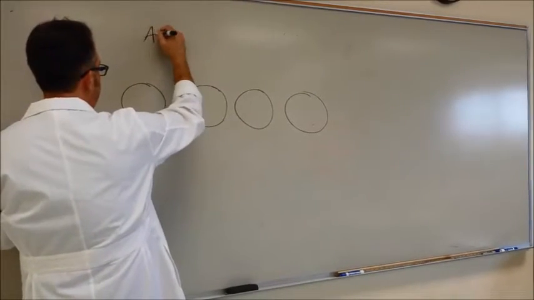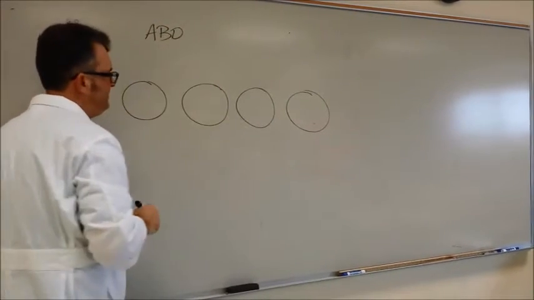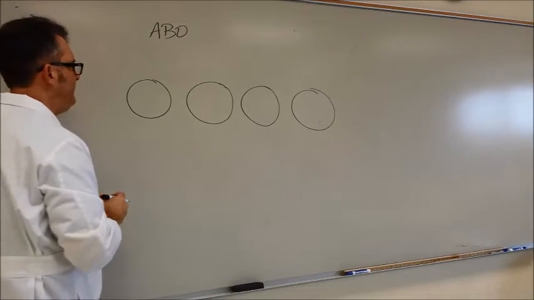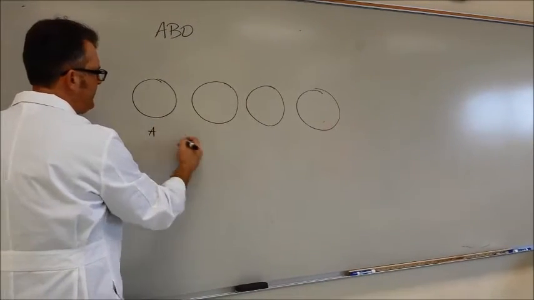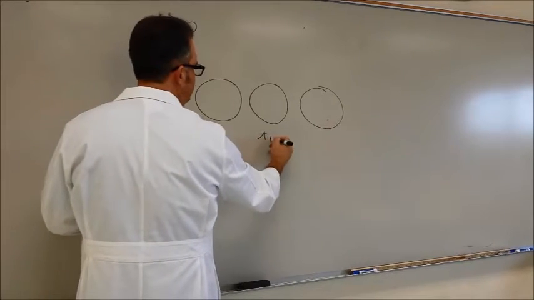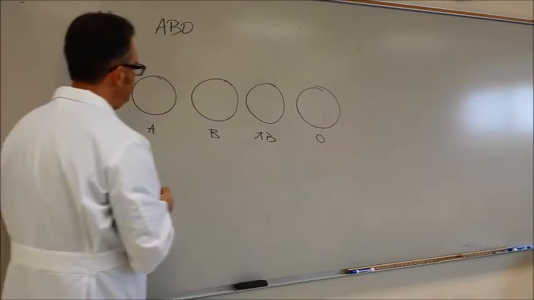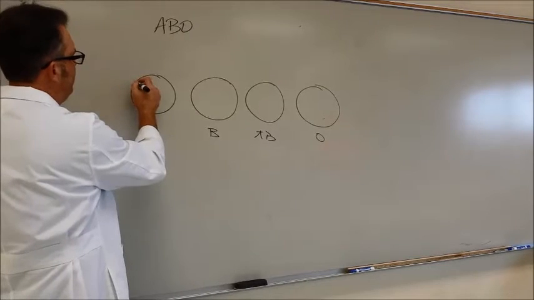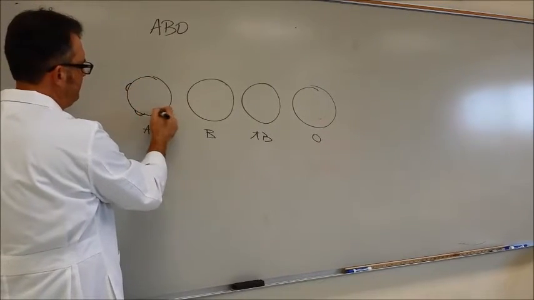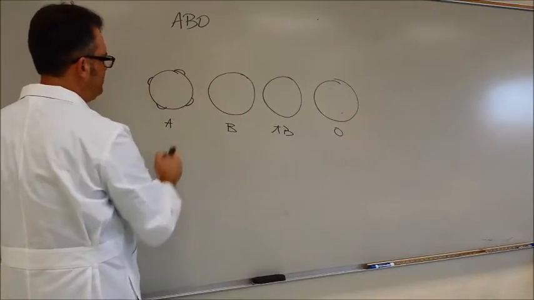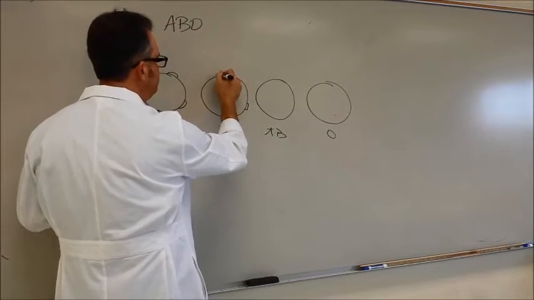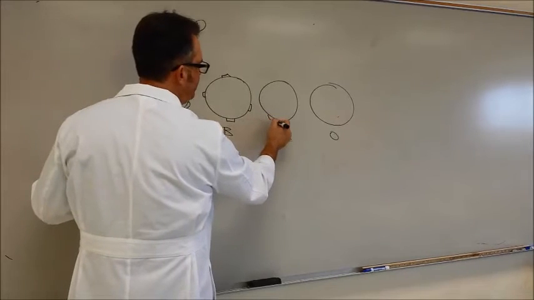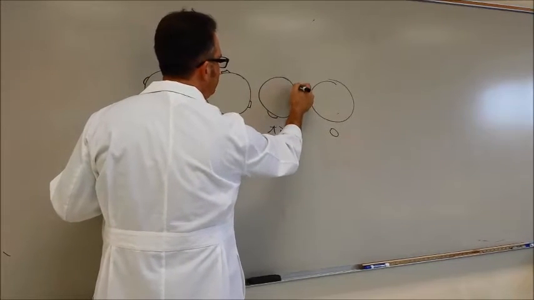Let's talk about the ABO blood typing. Let's talk about that for just a minute. Let's look at A, B, AB, and O. Type A blood has antigenic markers that mark it as A, and B has a different set of markers. And AB has both A and B.